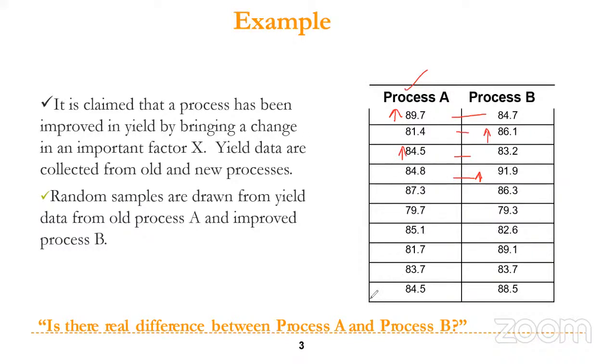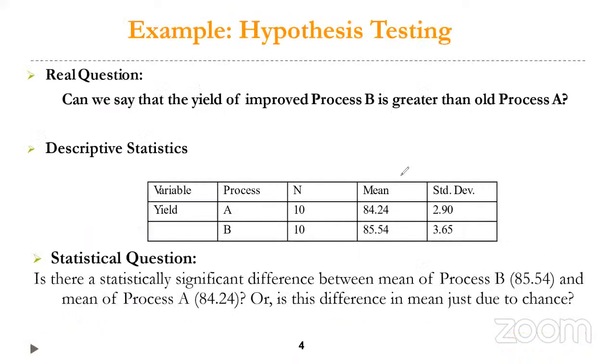So the approach will be, first, we are going to compare the parameters regarding this value, right? Rather than comparing each and every record, we are going to compare the parameters of these values. So here, what parameters we know so far? We know only calculating mean and standard deviation, for example, right? So the variable is yield. There are two processes, A and B. Number of records in population are 10. And the mean calculated for A and B, standard deviation calculated for process A and B.